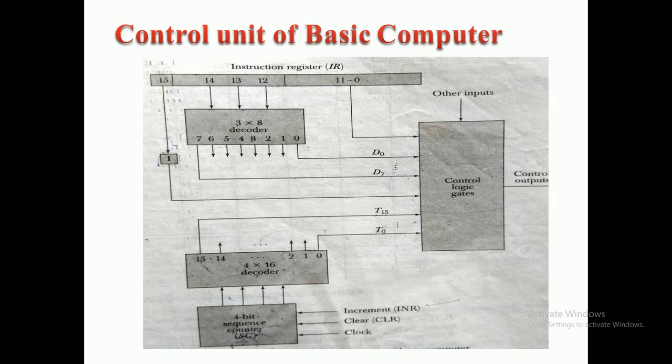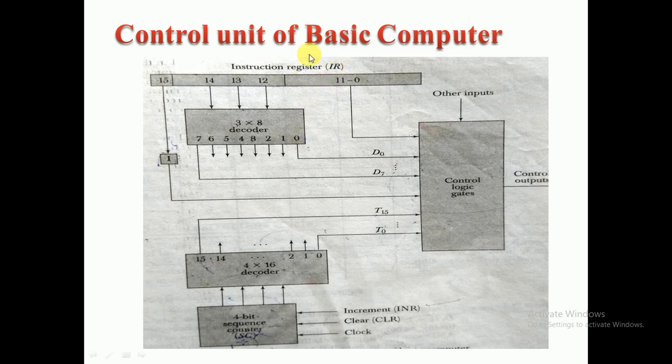So this is the first unit of the basic computer, that is the control unit. It consists of 3 main sections. First is the decoder, second is the instruction register, and third is the sequence counter. All the outputs from the decoder and instruction register are connected to the control logic gates as inputs, and other inputs, like accumulator inputs and data register inputs, are also connected to these control logic gates.